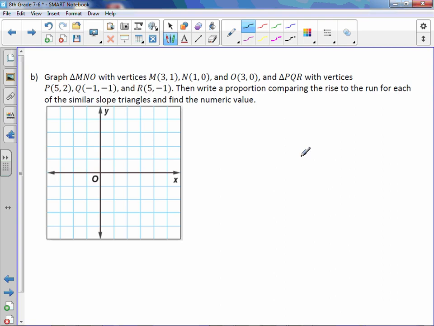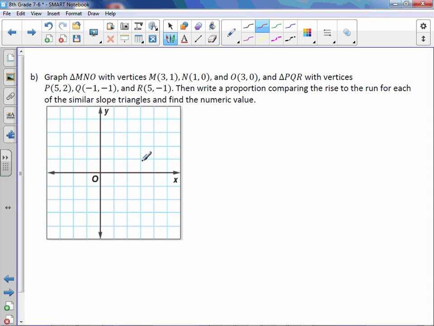Graph triangle MNO with vertices M (3, 1), N (1, 0), and O (3, 0), and triangle PQR with vertices P (5, 2), Q (-1, -1), and R (5, -1). Then write a proportion comparing the rise to the run for each of the similar slope triangles and find the numeric value. So let's go ahead and graph these triangles.